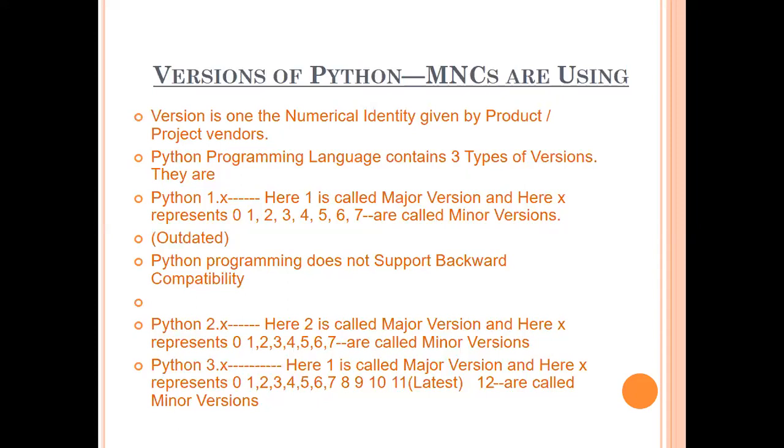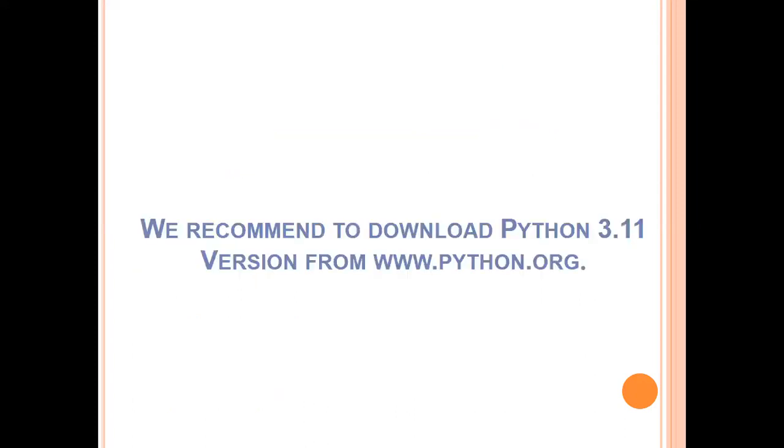After that, students, we discussed the versions of Python. I have told you that one is the major version. And if we talk about the X in 3.X, the minor versions 1, 2, 3, 4, 5, 6, 7 are all outdated nowadays. The Python programming language does not support backward compatibility. Nowadays, we are using Python 3.11. So I've told you to download it from its official website, www.python.org.